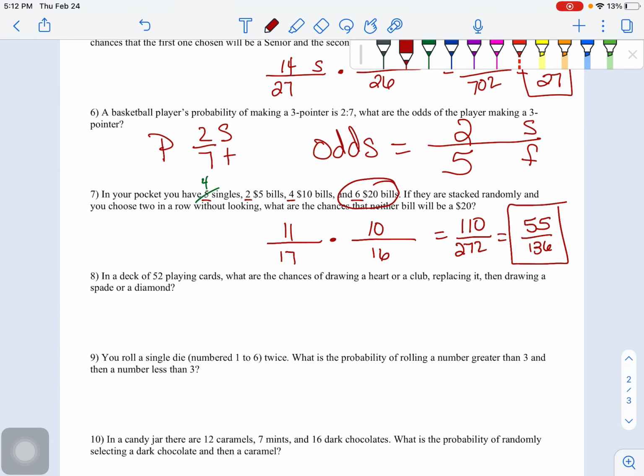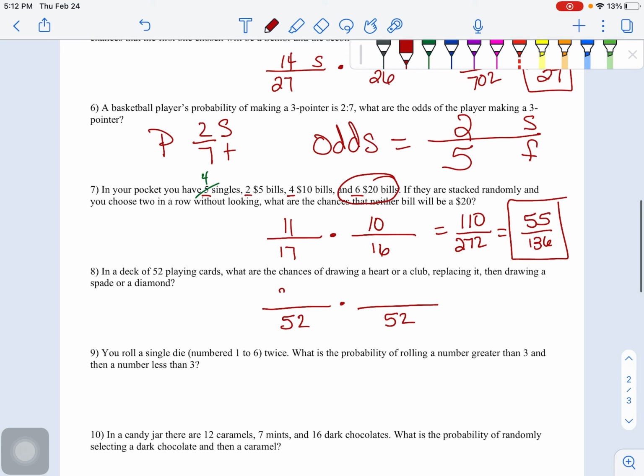Here's the cards again. We want a heart or a club. So the first one, heart or club, and then replacing it, we're going to get a spade or a diamond. So first of all, if you're replacing it, the bottom number always stays the same. Heart or club, well, half the deck is hearts or clubs. So 13 and 13 is 26, right? And then 13 and 13 for spades or diamonds is also 26. This is actually 1/2 times 1/2, which is 1/4 if we reduce it, okay?